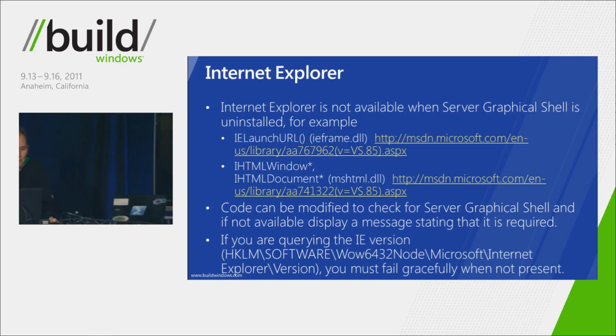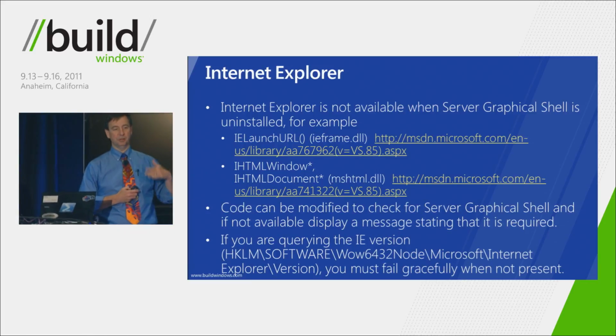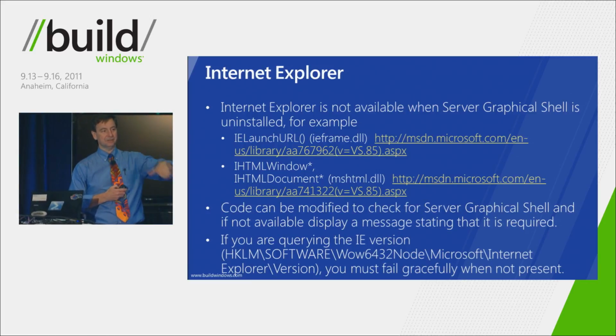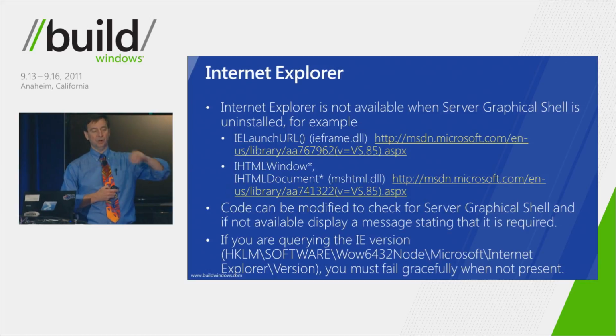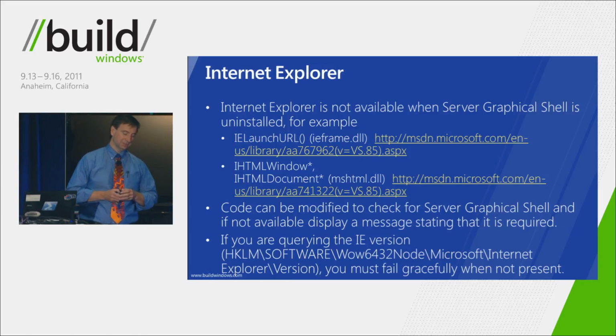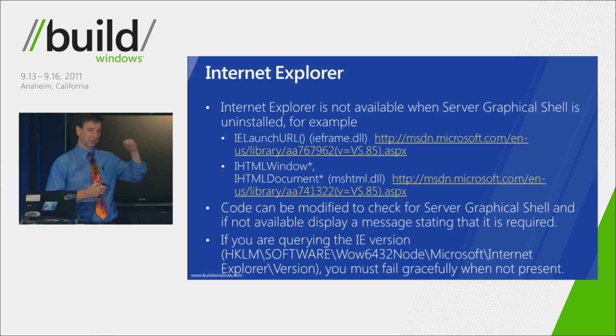If you have an application, we'll talk about this in more detail, but basically you want to detect the state of the server and then modify your code according to that. We'll show you later how to detect whether you're in server core, full server, or full server minus the graphical server shell. And you can also query the version of IE, and of course gracefully fail.